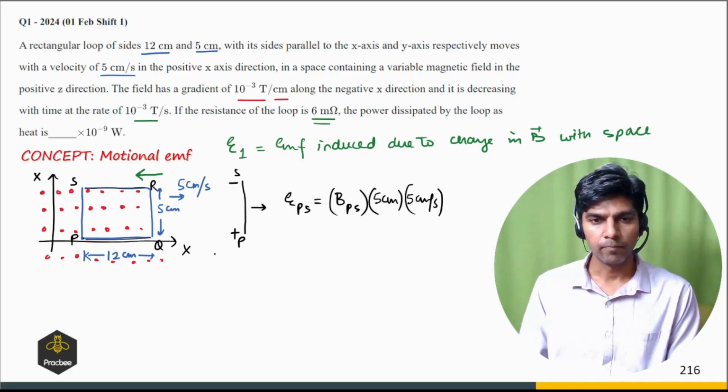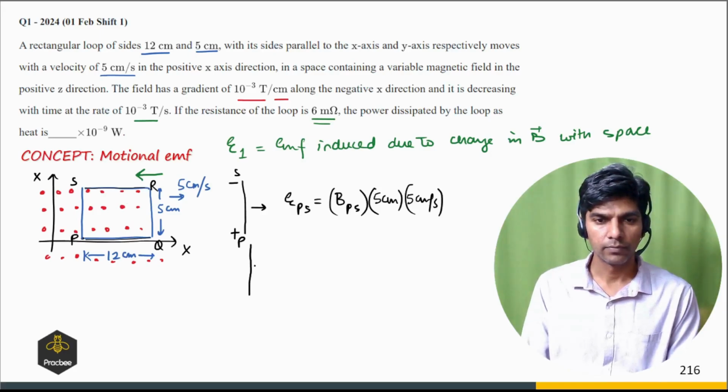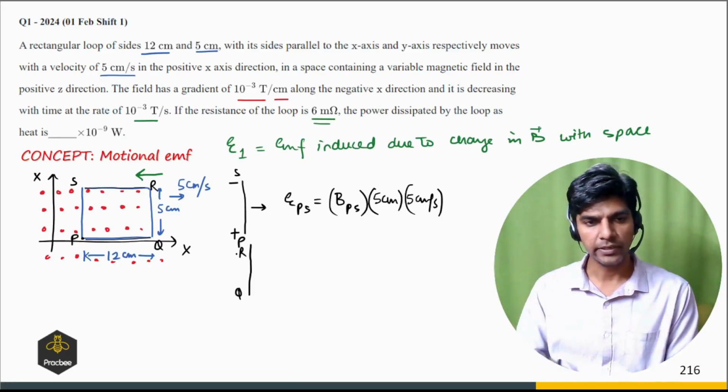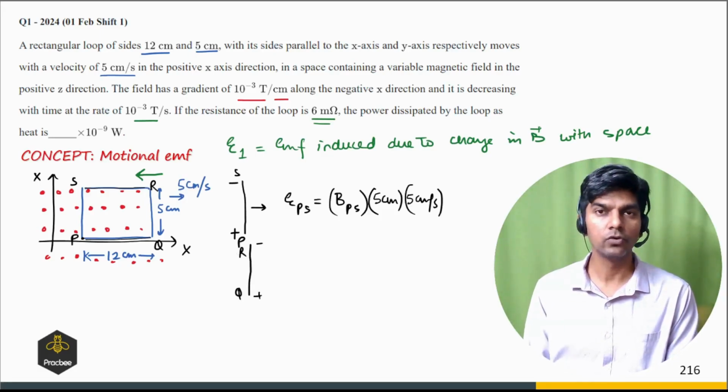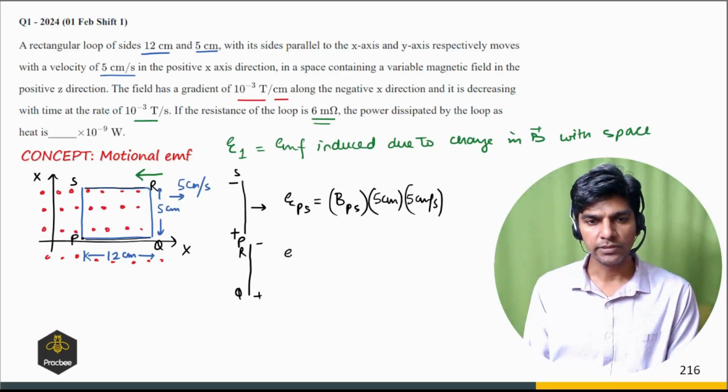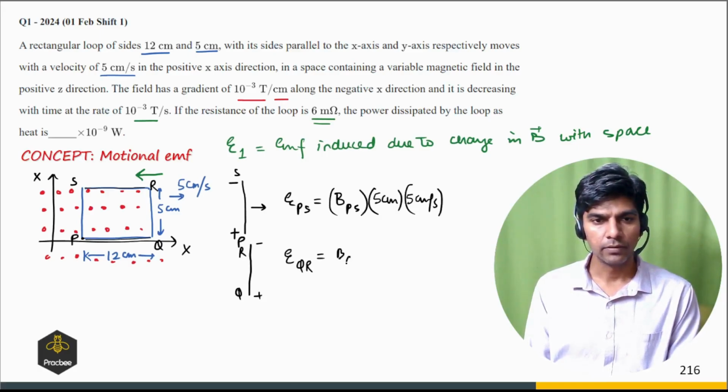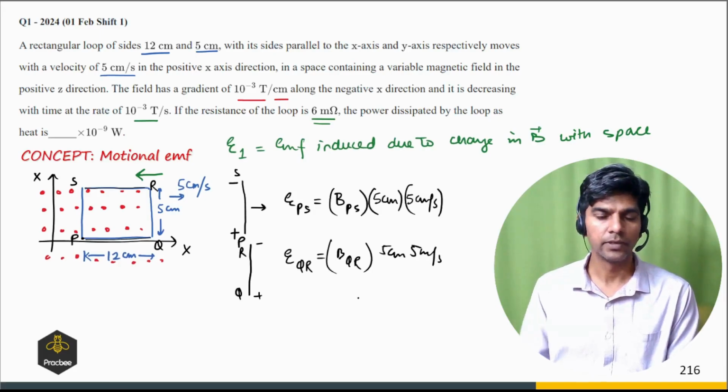Similarly, if we consider side QR, again it is going in the right direction, right? So in this case, the bottom end will be at high potential, the top end will be at low potential, and let us call this EMF EQR. So this will be the magnetic field at QR times 5 centimeter times 5 centimeter per second.